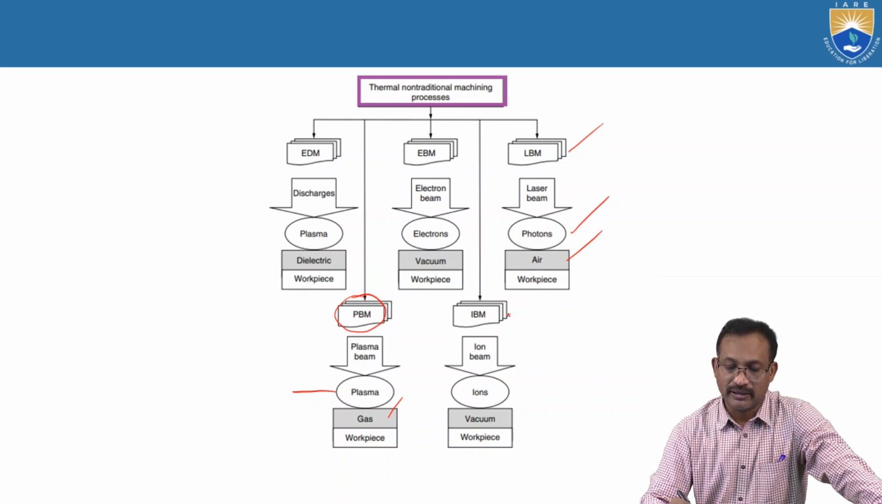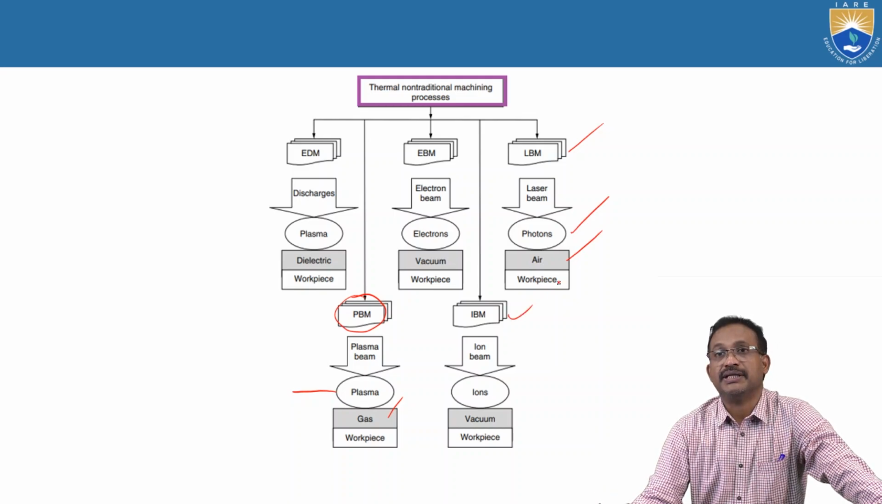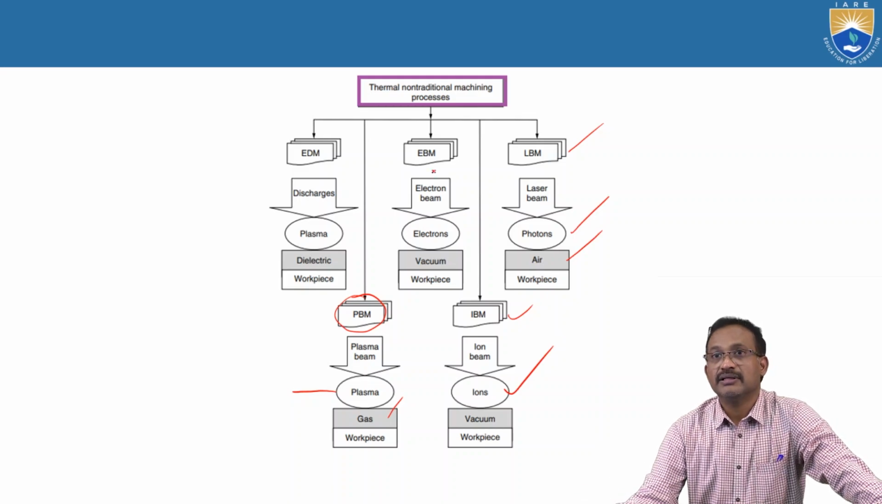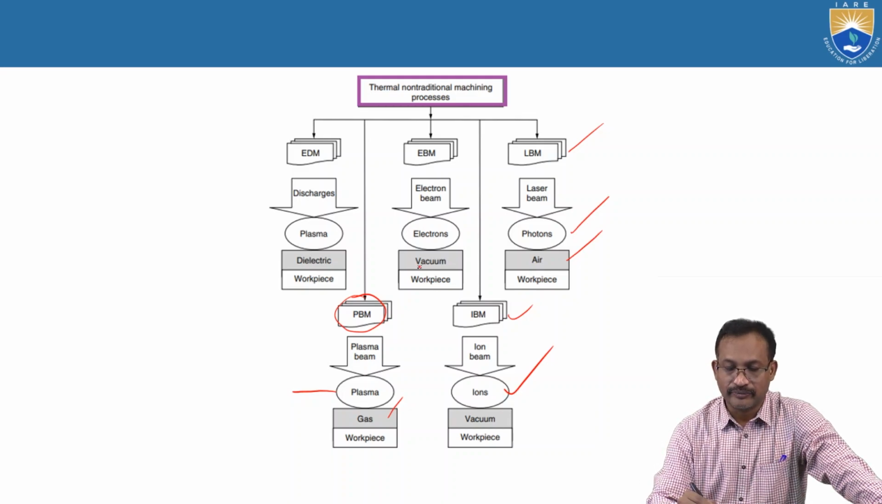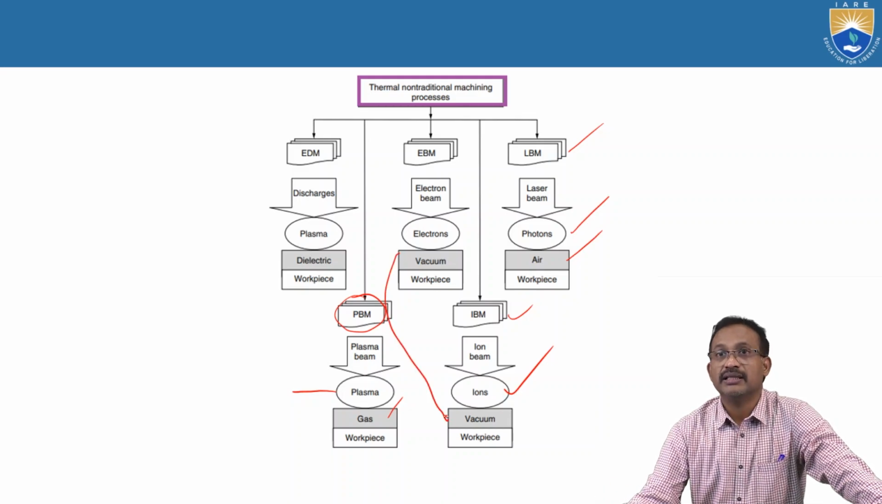Next, the last one, ion beam machining. Here ions are the striking materials. Similar to electron beam machining, the medium is vacuum, and the material removal takes place.